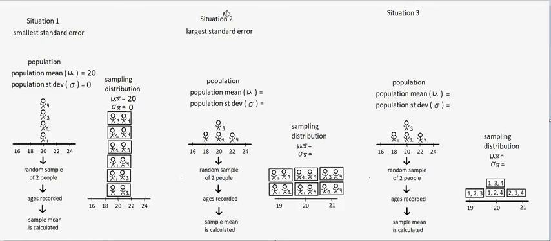So in situation 2, it's another random sampling situation. And once again, we have a population with a mean and standard deviation, and we have a sampling distribution with a mean and a standard error. And let's try to see if we can calculate these. Well, to get the mean of the population, we would just add the four ages and divide by 4, and it would come out to 20.